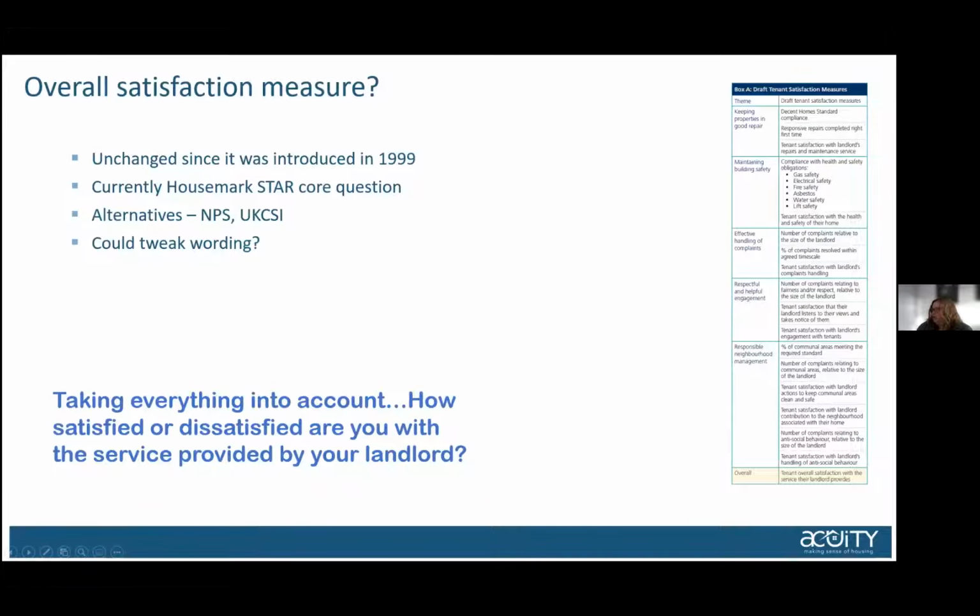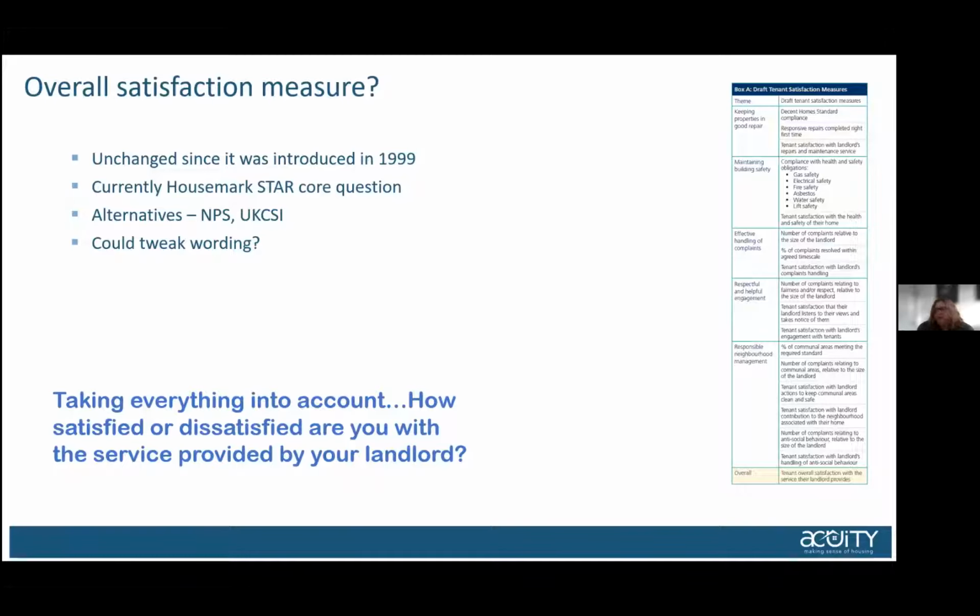This is the draft from the white paper, really. But the overall question with Landlord Services, it has actually been around since 1999, widely used. My gut feeling is they're not going to play around with this one. They might tweak the wording. It is a core Housemark question at the moment, widely used, and it's very popular. So I can't see that this will change, and I think that's a good thing because of trends and everything.